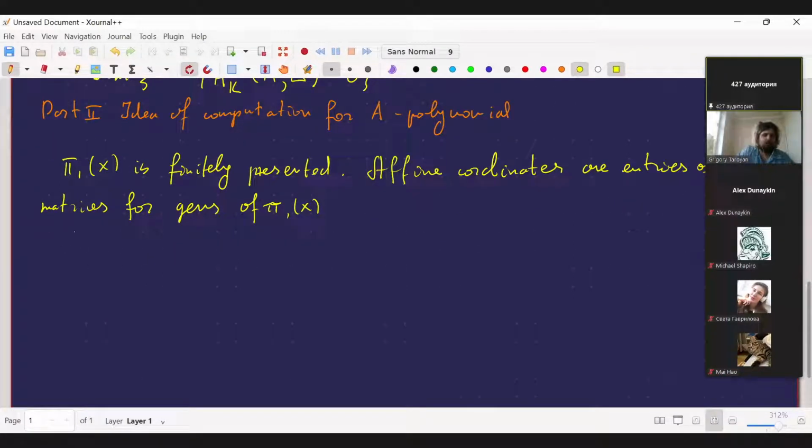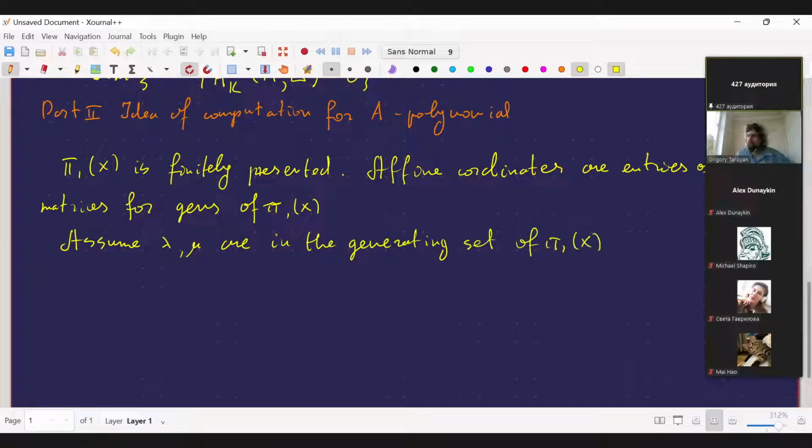Assume that lambda and mu are in the generating set of pi1. Then, this just means that we have chosen generators so as to include lambda and mu, yeah? Yes, precisely.